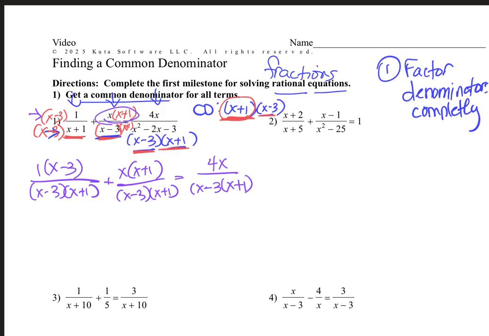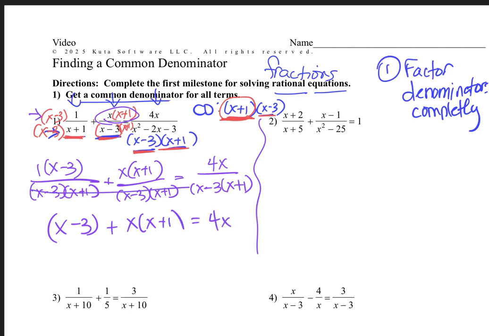Okay? What actually happens now, that is the first milestone. The second one is when all the denominators are the same. All we need to do is write the numerators. So this being the first step, the equation is going to be x minus 3 plus x times x plus 1 equals 4x. So it's basically just the tops. So the purpose is, if we get all the bottoms the same, all we have to do is get all the tops the same, and that's how we do it.